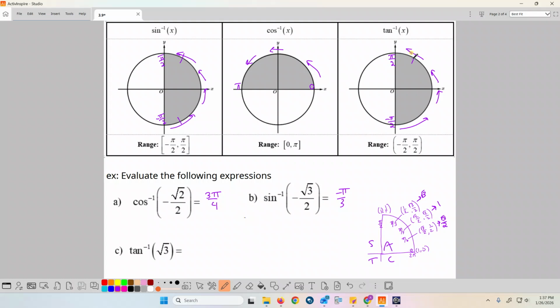However, I do want it to be positive, right? I want it to be positive. All functions are positive here, right? Remember, All Students Take Calculus, and all functions are positive here. The only thing that's positive down here is cosine, and I need the tangent to be positive. So that's perfect. That's the angle I want to go with. So I'm going to go ahead and write here pi over 3. All right? Okay, so that talks a little bit about the restrictions.